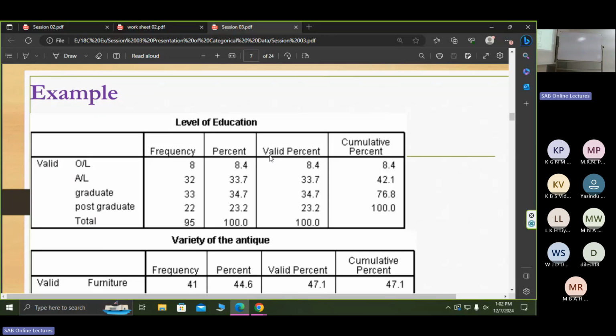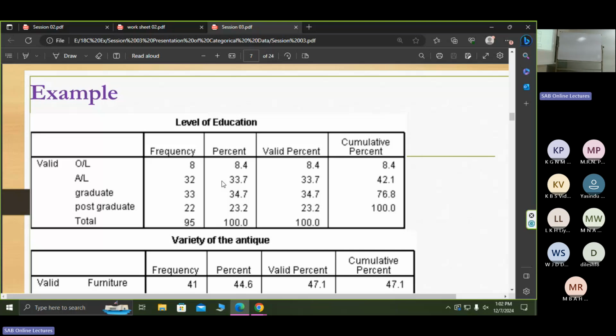Then the fourth column represents valid percentage. Percentage and valid percentage are two different things. The percentage means we calculate this percentage value considering all the data. We do not consider the missing data; we take all the data. Suppose we send the questionnaire to 100 respondents. Then we calculate the percentage value using the total of 100. Understood? We distributed to 100, but we got 95 responses.